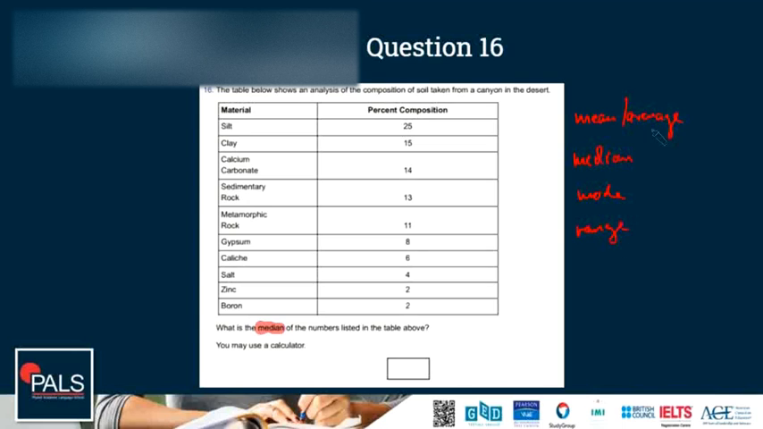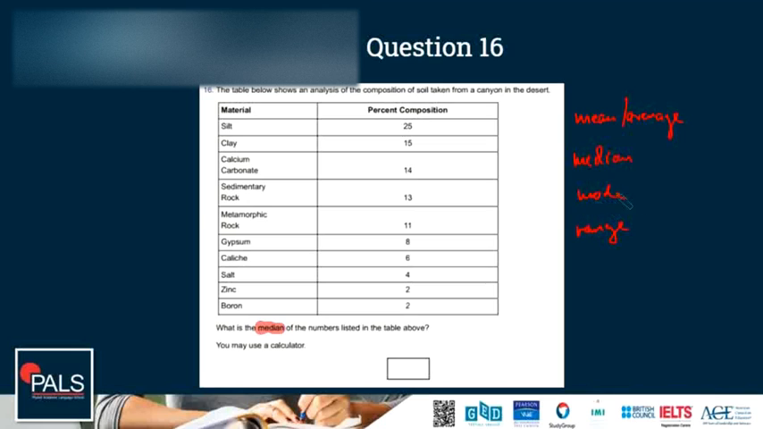So mean average is found by adding all the numbers up and then dividing by the total amount of numbers that we have added up. So if we would add all of them up, we would have to divide by how many do we have here? 1, 2, 3, 4, 5, 6, 7, 8, 9, 10. So we would add all of them up, divide by 10, that would give us the mean or the average.